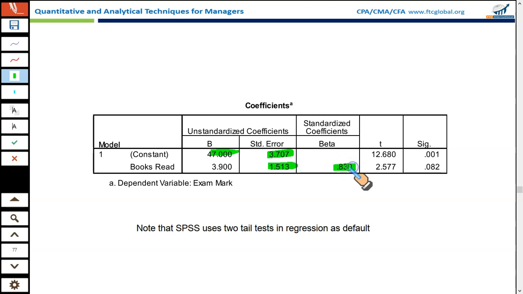This is the beta coefficient, which we calculated in our previous classes, I guess in lecture 4. This is the beta coefficient, which measures the strength of the impact of books read on exam marks. It means you read more books, you get more marks. So it's standardized across all variables. A beta close to 1 or -1 indicates a strong effect, and a beta that is 0 has a weak effect or no correlation. So here 0.83 suggests a moderately strong positive impact of reading books, meaning you get a higher score.